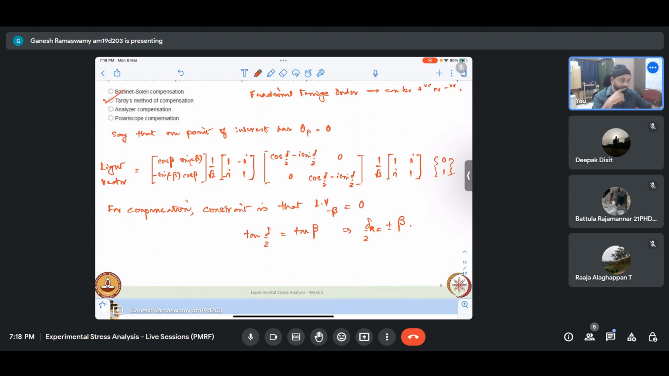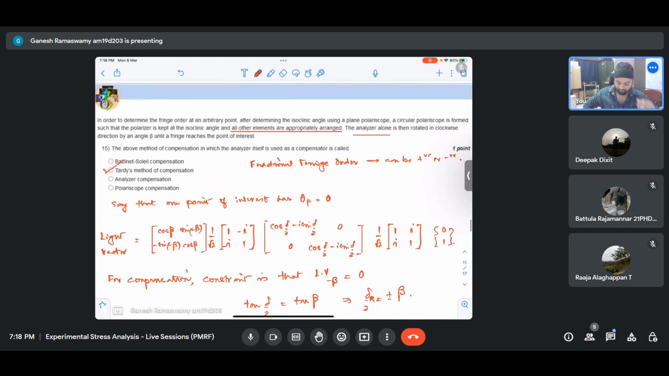Yes. So the question says, to determine the fringe order at an arbitrary point, you use the isoclinic angle first by the plane polariscope. Align the circular polariscope in that isoclinic angle. Once you do that, you just rotate the analyzer alone to arrive at beta. That is, you rotate the analyzer by beta till the fringe passes at that point, and you will be able to find what the fringe order is at that point.